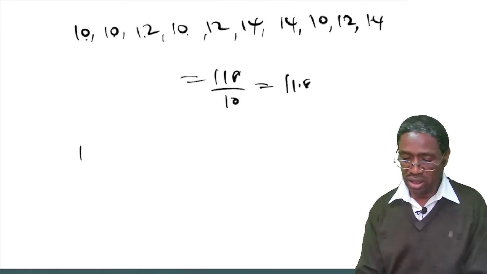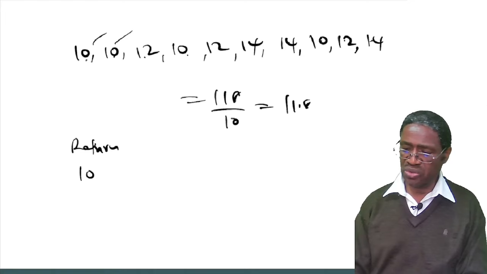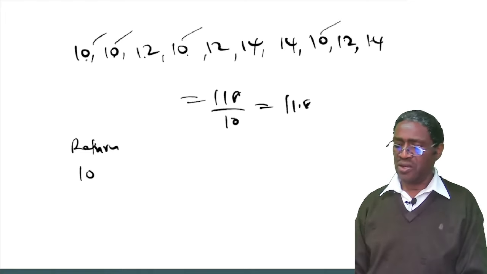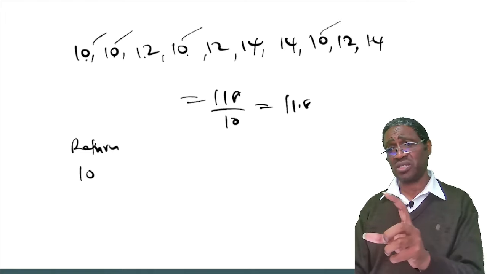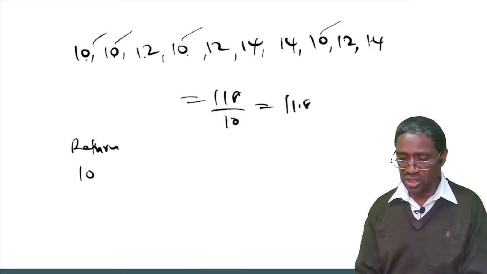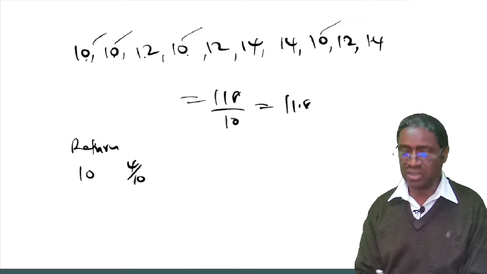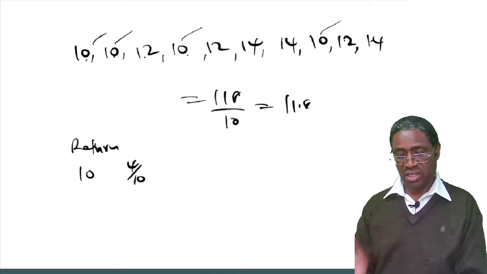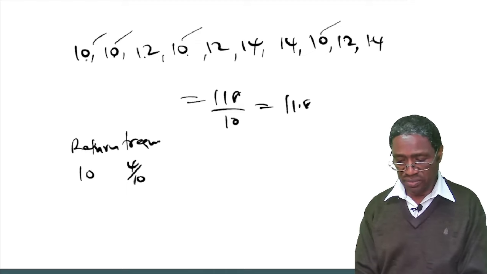10, this return of 10, it occurred how many times? 1, 2, 3, 4. So out of 10 times, it occurred 4 times. So the frequency was 4 out of 10. Don't write. That was the frequency.